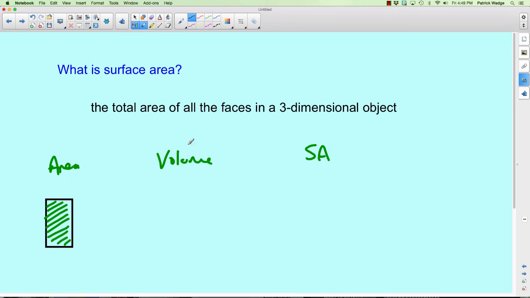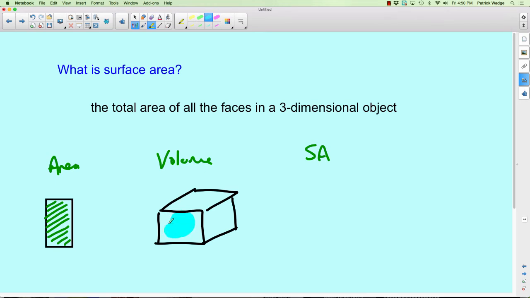Okay, when we get to volume, we're not talking about two-dimensional shapes, we're talking about three-dimensional shapes, right? Some kind of prism like this, let's say. And with volume, if I was to fill this thing up with water, how much water could it hold? So you can think of it that way. How much liquid does it hold? The other way you can think of it is how much space does it take up in the world?